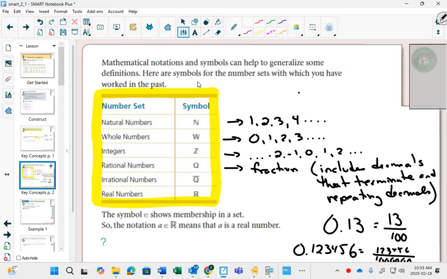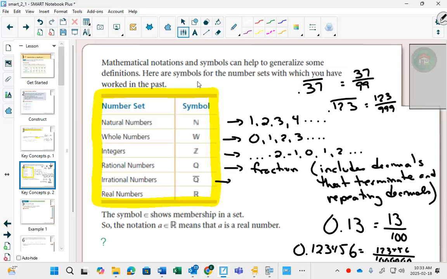If a decimal repeats, like 0.373737, it's 37/99. If there are three numbers that repeat, you'll have three nines on the bottom. One number that repeats would have one nine on the bottom. So those are your rational numbers, anything that can be written as a fraction.